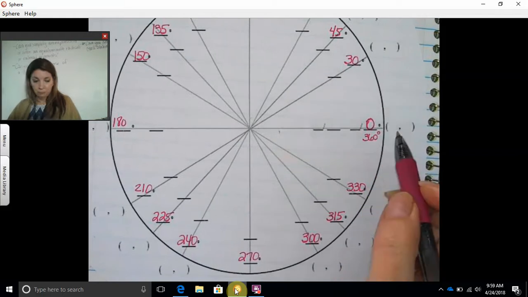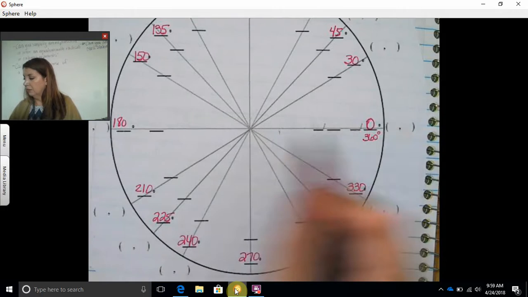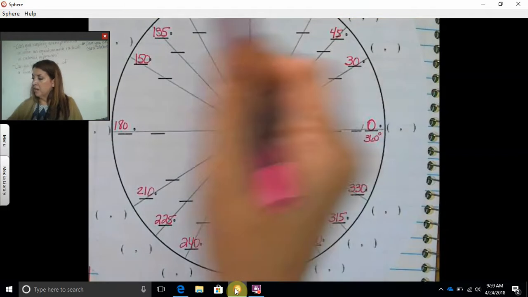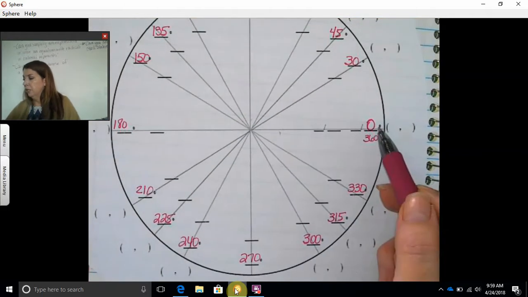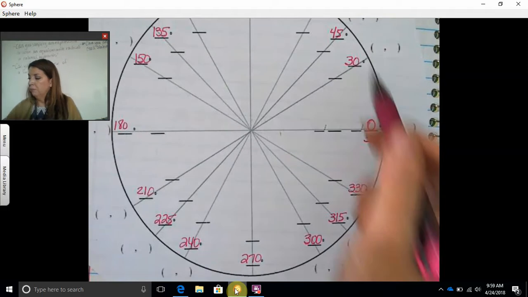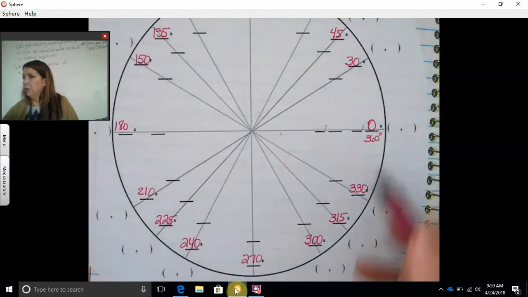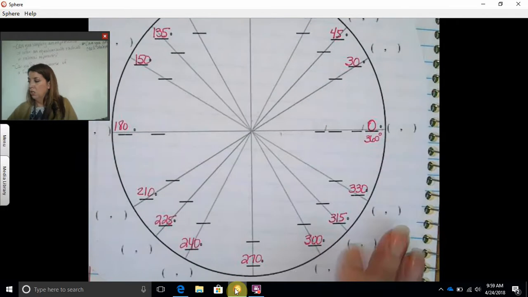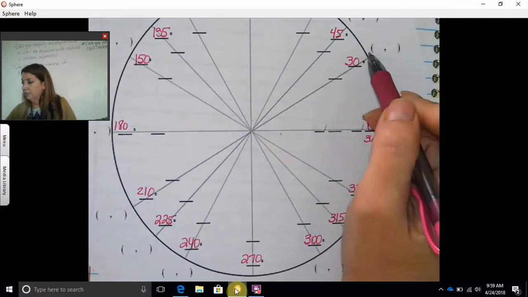If your initial side and the terminal side, if the terminal side has not made any rotation, you're at 0. But if your terminal side has rotated all the way around, then you're at 360. So it just depends, okay? Is it laying flat or has it made the full circle? Does that make sense?